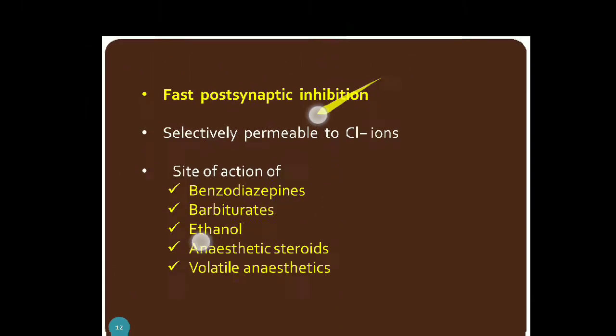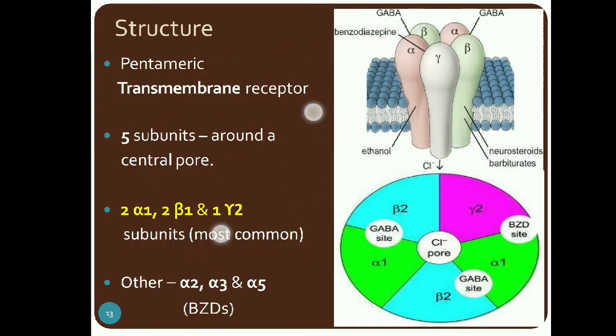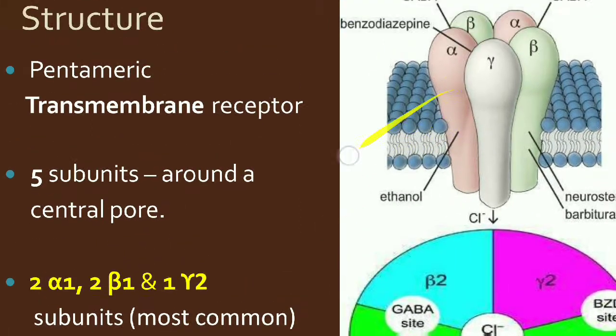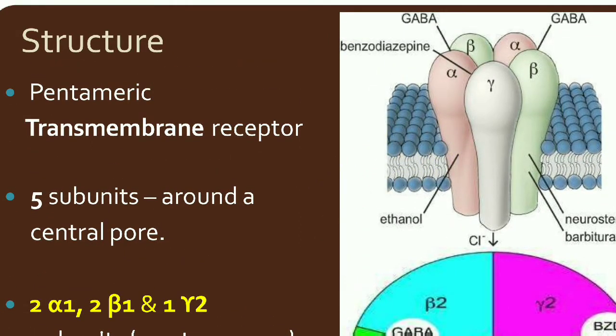Okay, this is the structure of the GABA receptor. You can see this picture. There are basically three categories of subunits: two alpha units, two beta units, and one gamma unit. Benzodiazepines basically bind to the alpha unit.